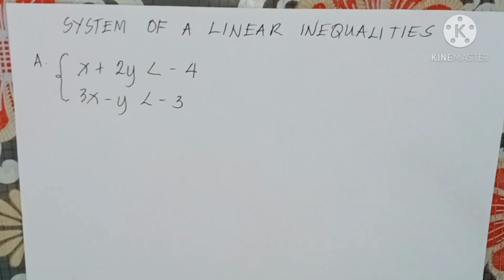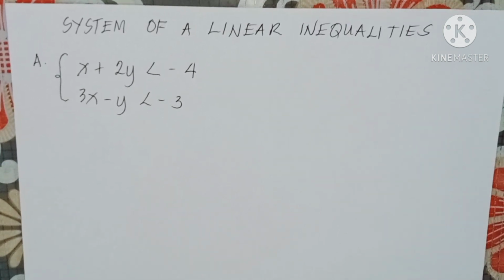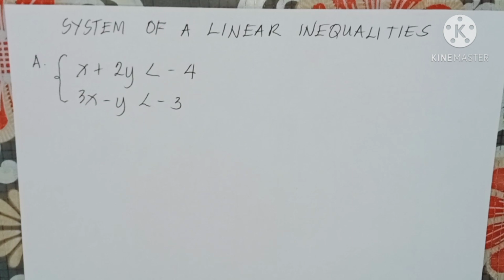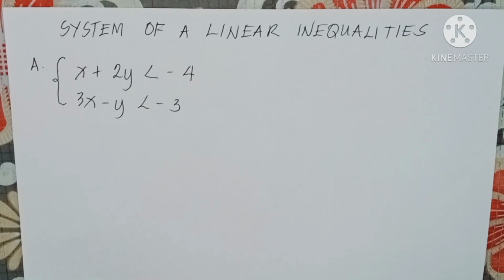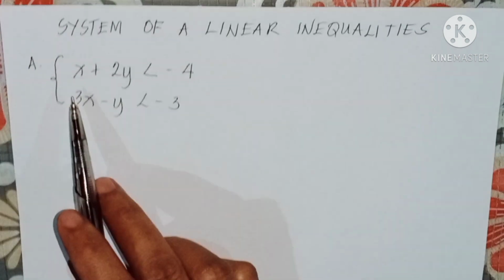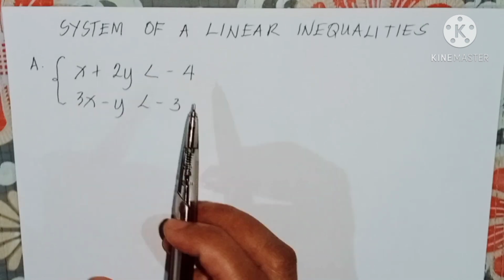A graph of an inequality in two variables x and y consists of all points (x, y) whose coordinates satisfy the inequality. So, in a system of linear inequalities, we apply the same as with the linear inequality in two variables. So, the first thing we have to do is take the first linear inequality, which is x plus 2y less than negative 4.